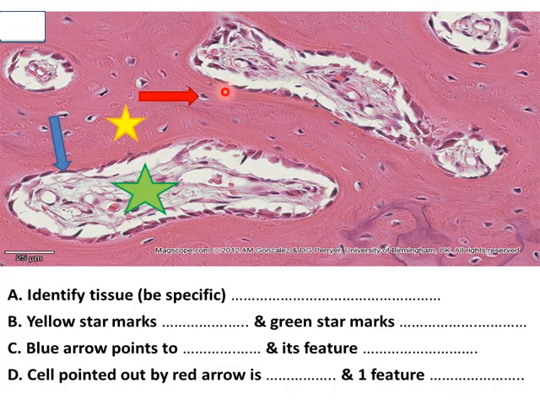This, dear student, is the spongy bone because I have bone trabeculae separated by the bone marrow cavity. The yellow star is the bone trabeculae, the green star is the bone marrow cavity, the blue arrow is the osteogenic cell, and the red arrow is the osteocyte. Here is the osteoblast.